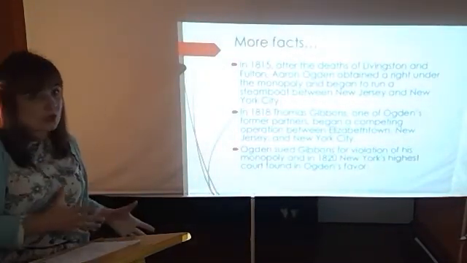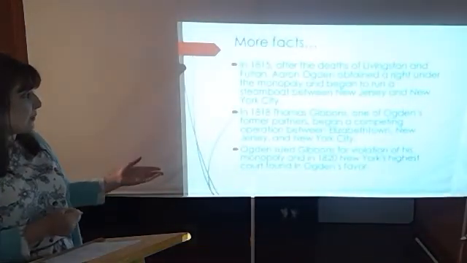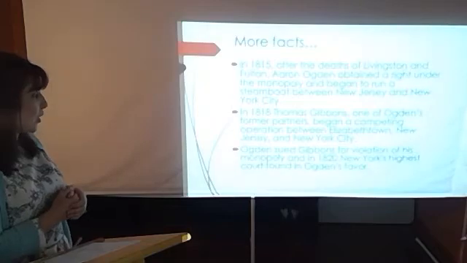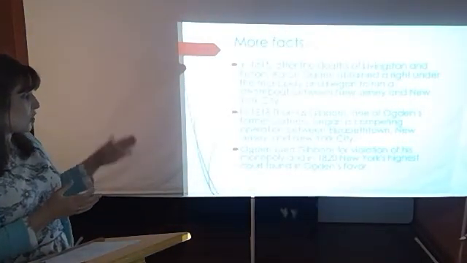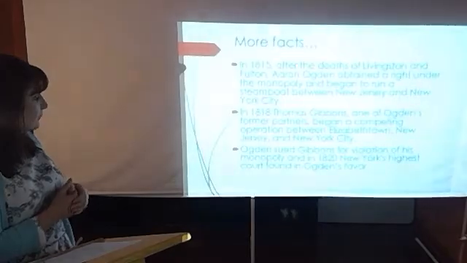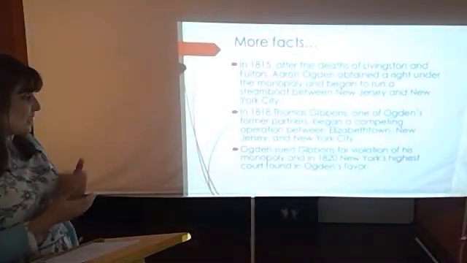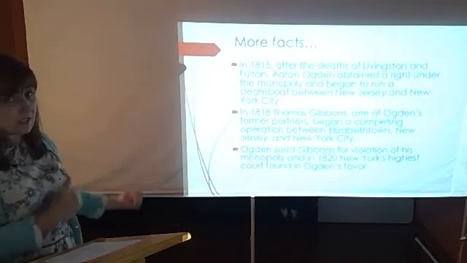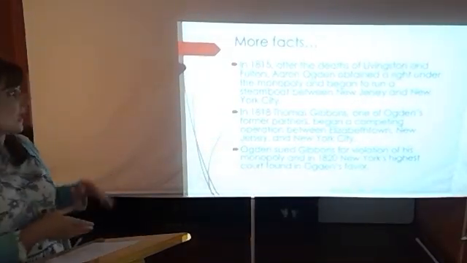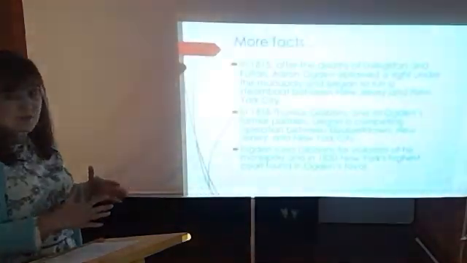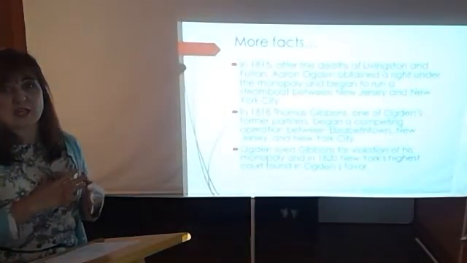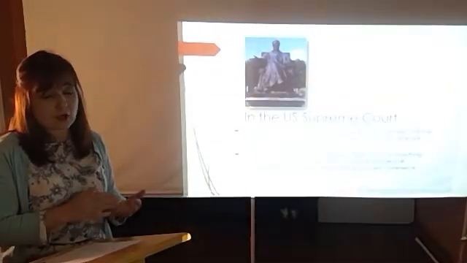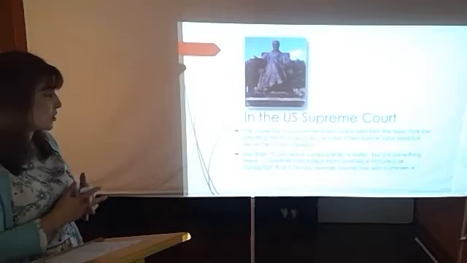Okay, so under New York's monopoly law, Gibbons is violating the law. But he's going from New Jersey to New York City. Ogden sues Gibbons for violating his monopoly, and in 1820, New York's highest court found in Ogden's favor. So New York's Supreme Court said, absolutely, Gibbons is violating the monopoly we've given to Ogden, and that's not allowed. But Gibbons appeals to the Supreme Court.